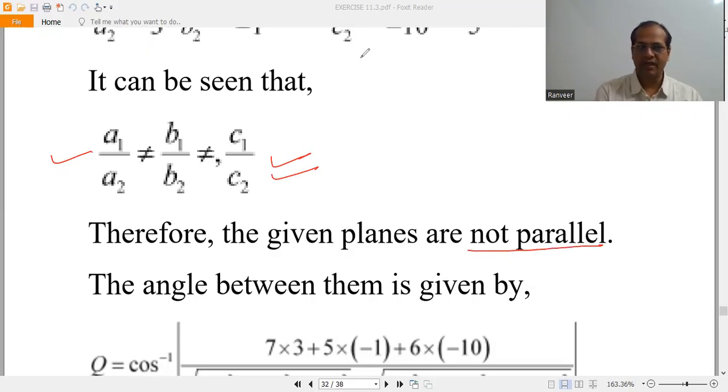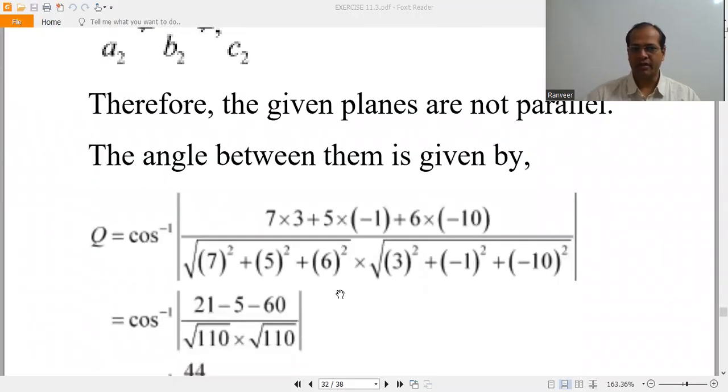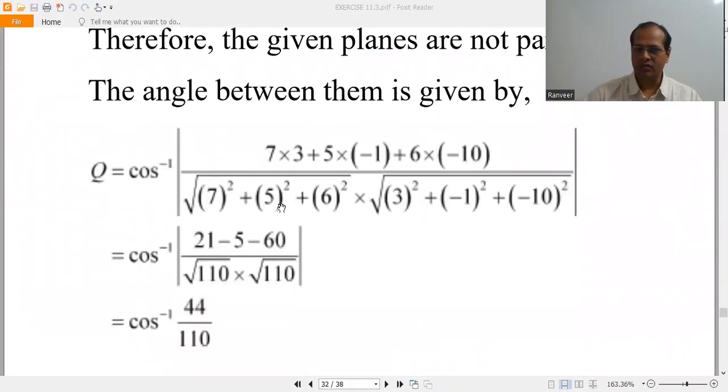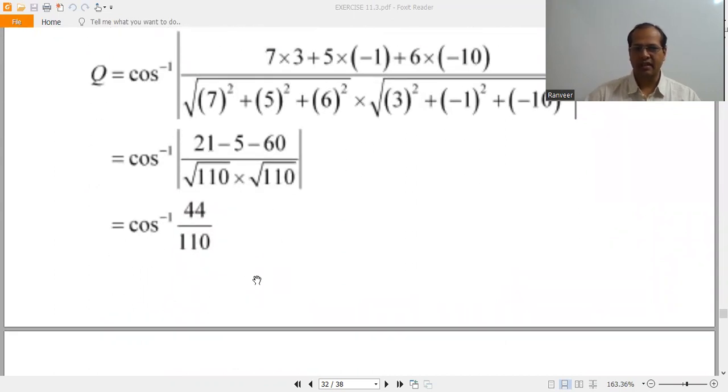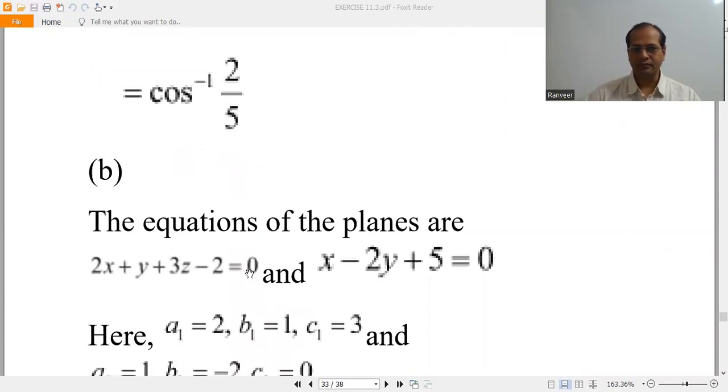So in that case, we can find out the angle. A1A2 plus B1B2 plus C1C2 divided by the value of root of A square, B square, C square. This value we just have to substitute, and this is the angle. In this way only, all the four questions we have to do.